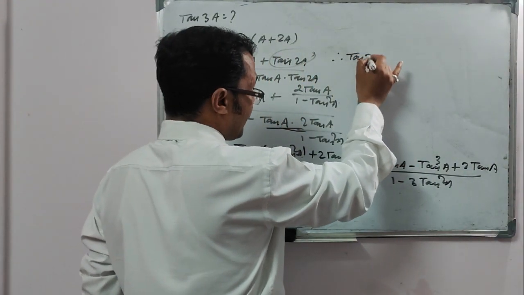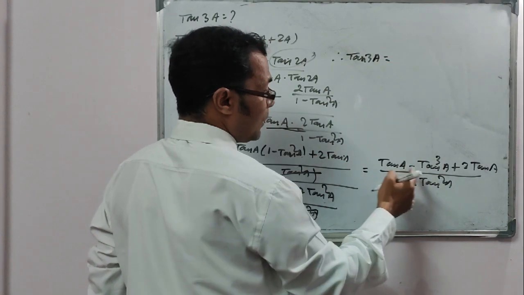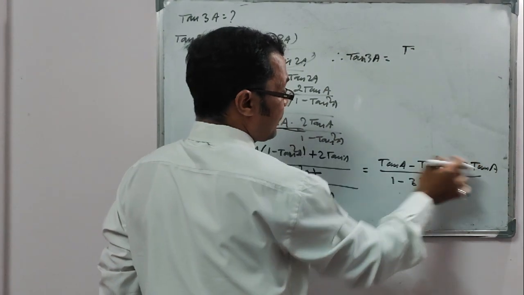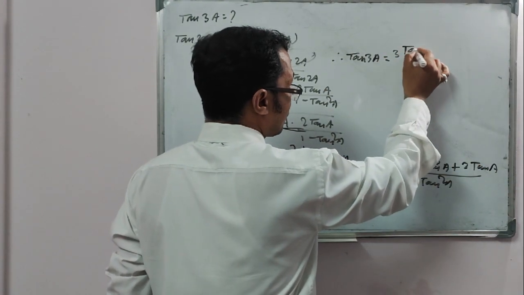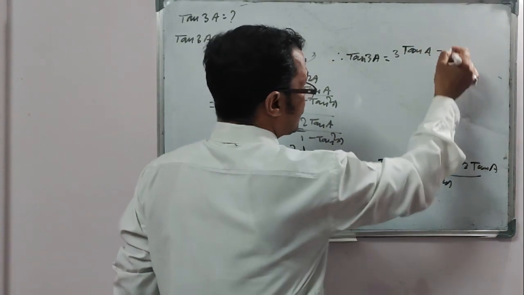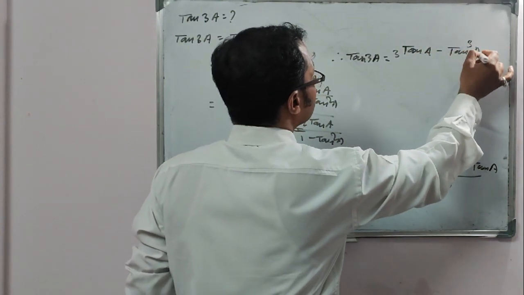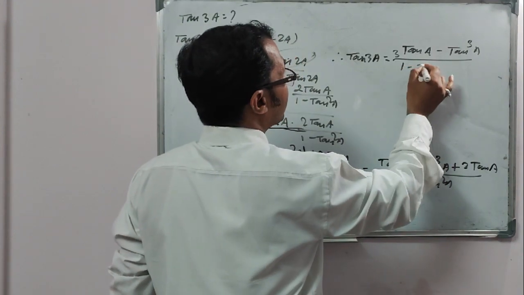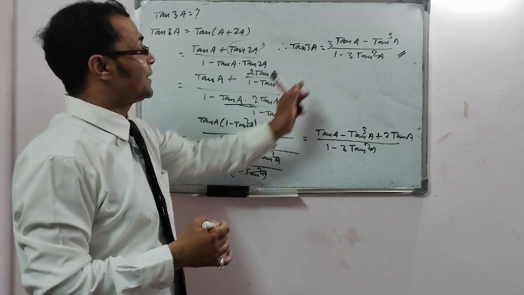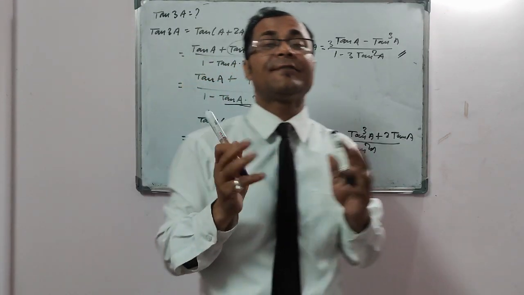Therefore, tan 3A equals, okay, tan A, 2 tan A plus tan A means 3 tan A minus tan cube A by 1 minus 3 tan square A. Yes. So this is how we form the formula of tan 3A.